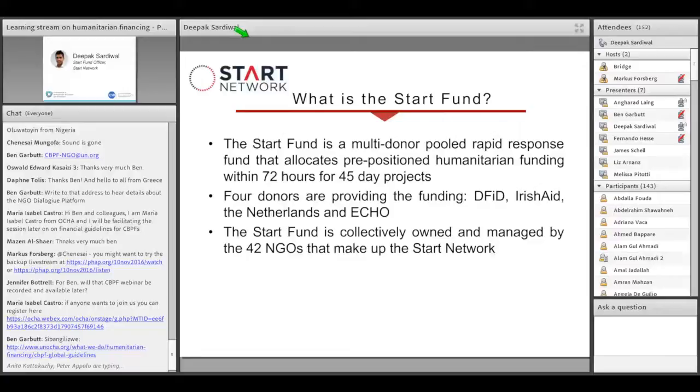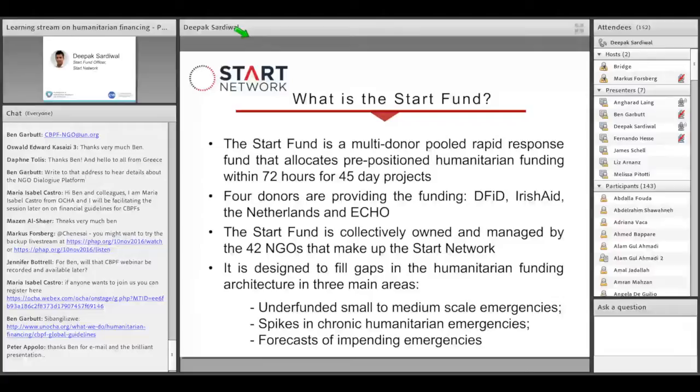And you saw on my first slide, those 42 NGOs. These are a mix of international and increasingly national and regional NGOs. The second part of my slide, please. So the START Fund is designed to enable these NGOs and their partners to respond early and fast to three types of emergencies that you see on your screen.